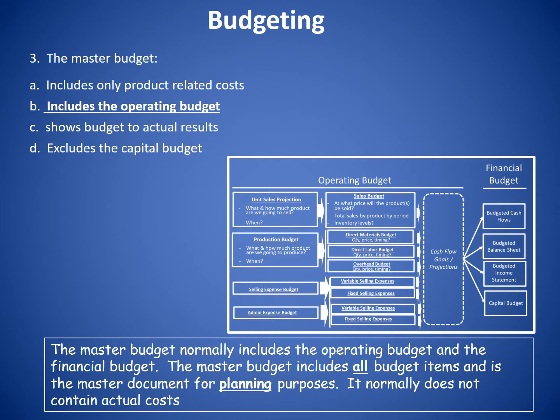Okay, the answer to number 3 is B, the master budget includes the operating budget. And if we take a look at the diagram, and this was a presentation from our first slide, the master budget normally includes the operating budget and the financial budget. The master budget includes all budget items and is a master document for our planning purposes. Also, we have to understand that the master budget is, again, for planning. It does not normally include actual costs.